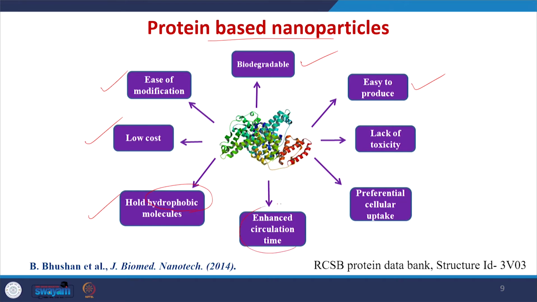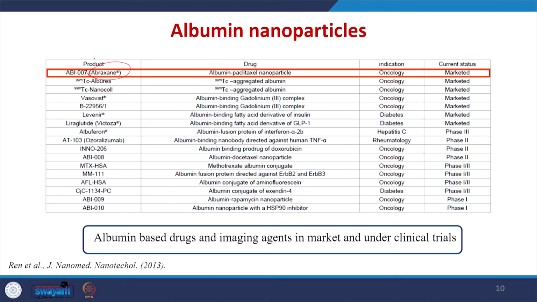It also has enhanced circulation time. That means it can stay in your body for a longer time, and it can release the drug in a slow and controlled way. And also it has preferential cellular uptake. For example, these protein nanoparticles are taken up more by the cancer cells, and there is no toxicity. So these are the advantages of protein-based nanoparticles for drug delivery applications. As I told you earlier, Abraxane is the first albumin-based nanoparticle approved by FDA. Based on the success of Abraxane, there are several albumin-based drugs and imaging agents in the market, and some are under clinical trials. Let us see what Abraxane is and how Abraxane was made by nanoparticle albumin-bound technology.